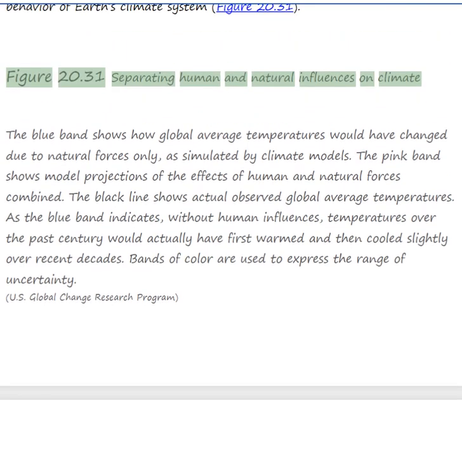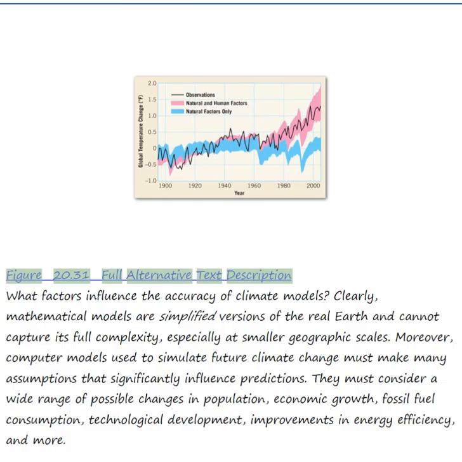Figure 20.31: Separating human and natural influences on climate. Figure 20.31 full alternative text description.